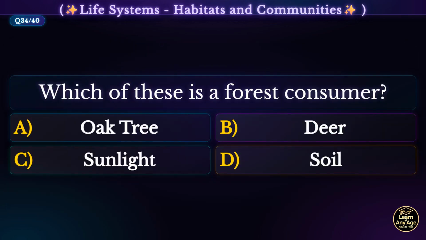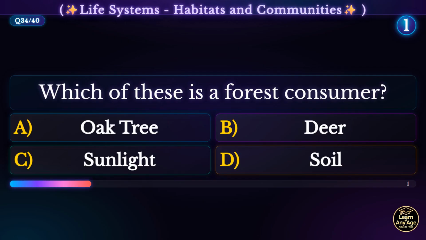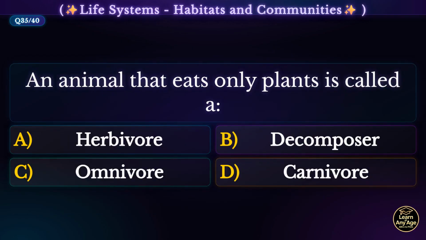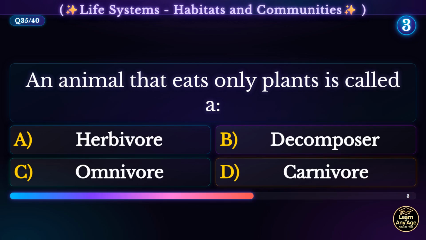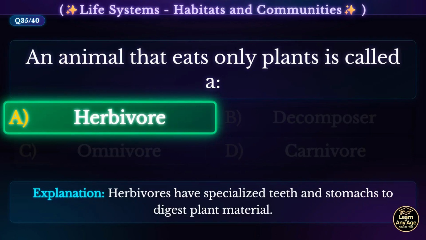Which of these is a forest consumer? Oak tree, deer, sunlight, soil. Deer. Consumers must eat other organisms because they cannot make their own food. An animal that eats only plants is called a herbivore, decomposer, omnivore, carnivore. Herbivore. Herbivores have specialized teeth and stomachs to digest plant material.